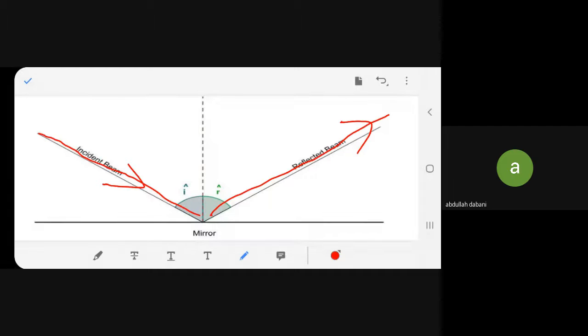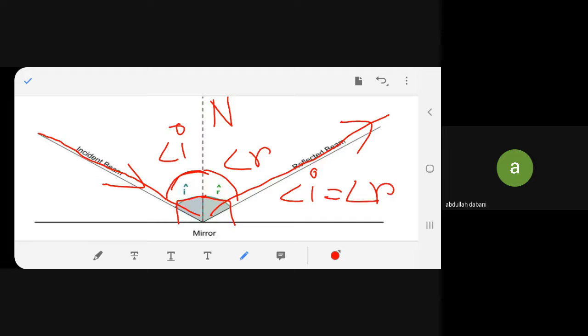Agree? In the center, I will make a normal. What will I make, beta? Normal, which is making 90 degrees. That's what is called the normal. Any problem? So the incident ray and the normal make the angle of incidence. The reflected ray and the normal make the angle of reflection. Is it clear? What we find: angle I is equal to angle R. You understood?